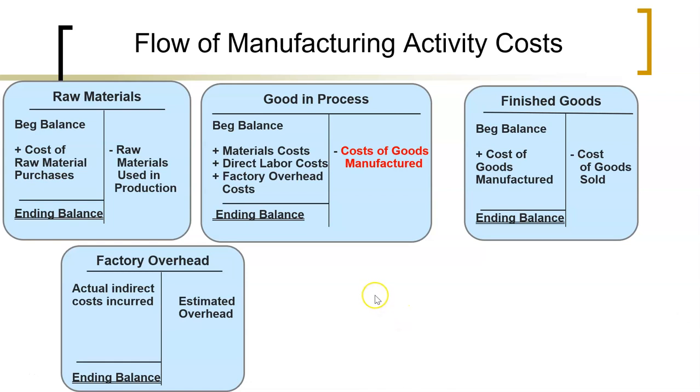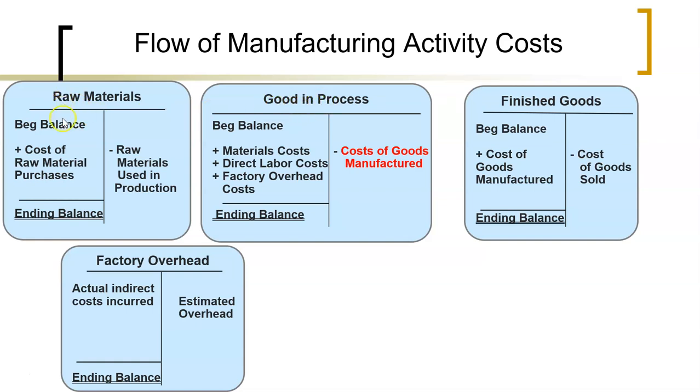Okay, let's take a look at some in-class problems for Chapter 20. Before we do that, I want to show you the flow of manufacturing activity cost summary. So here are our three inventory accounts. Goods in process is also known as work in process.